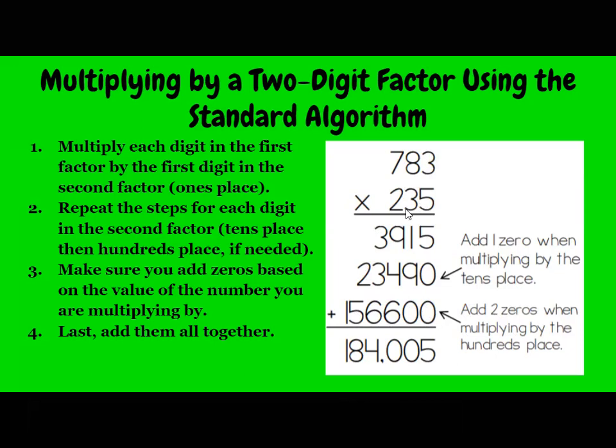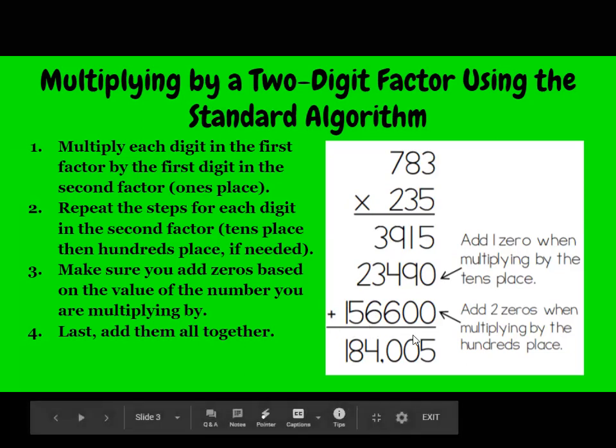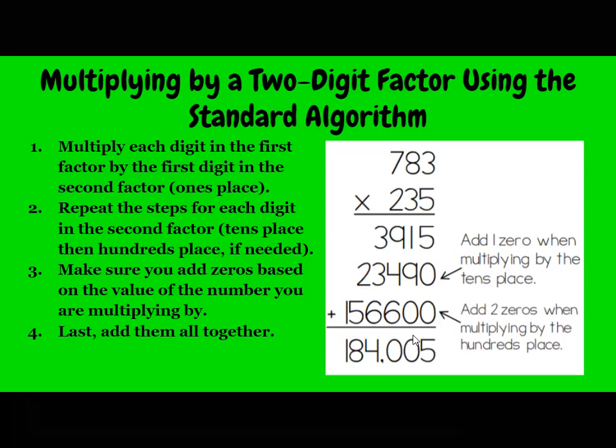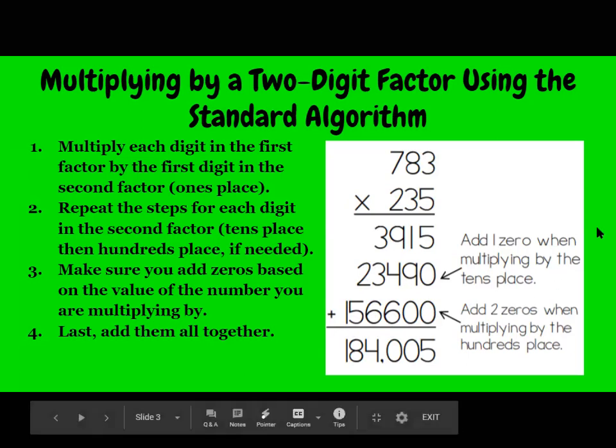Since we were multiplying by a 3-digit number, we have 3 rows of partial products. And our very last step is to add all of them together to get our final product of 184,005.